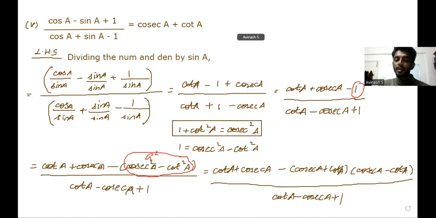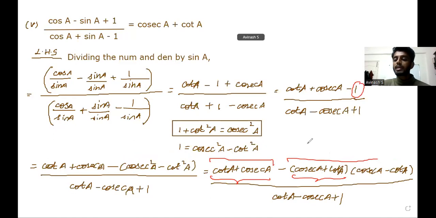So the next step, we are going to take this cot A plus cosec A common out, because it is there in both the terms. If you look at it carefully, this is one term and this full thing is another term, separated by a negative sign. So out of these two terms, we can take cosec A plus cot A as common, and that will be the next step.